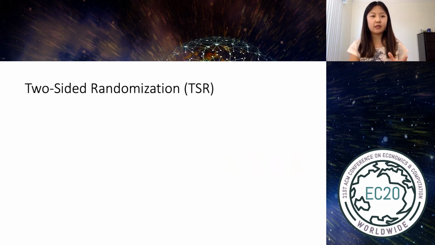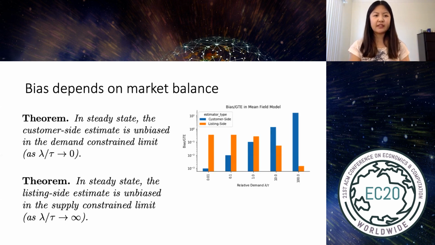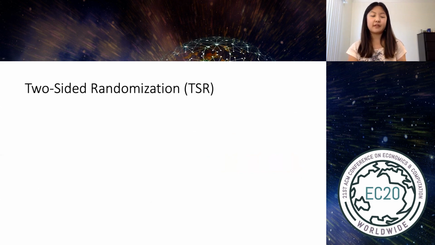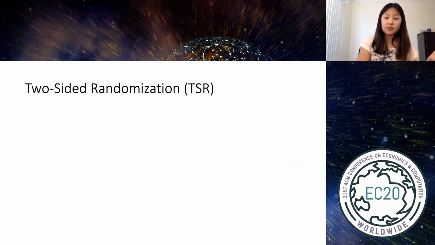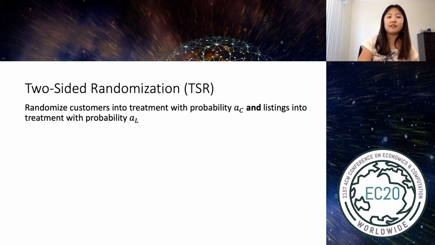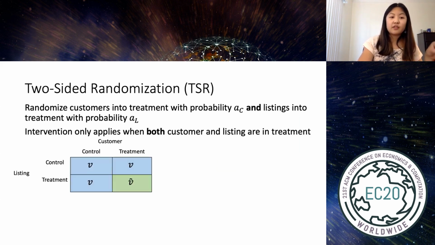But what we've seen in these earlier results is that there are benefits to both types of experiments, just in different contexts in the market. And so we really want to leverage the strengths of both of these experiments. To do that, we define a new type of experiment, which we call two-sided randomization. Here, we randomize customers and listings into treatment or control, and the intervention only applies when both the customer and the listing are in treatment.